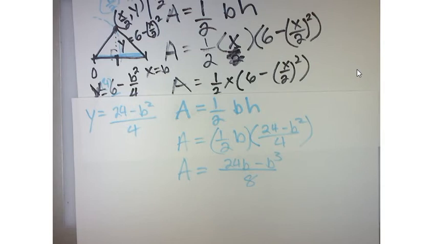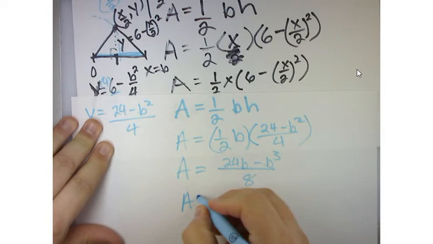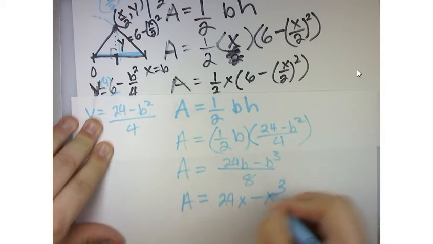Did we solve what the question was asking us? Yeah. Now, why did Mr. Adams switch it to a b? Yeah, because technically it said the base. Now, I could leave it as an x. In other words, if I wanted to think of it in terms of the xy plane, it'd be the same as saying the area is equal to 24x minus x cubed all over 8.